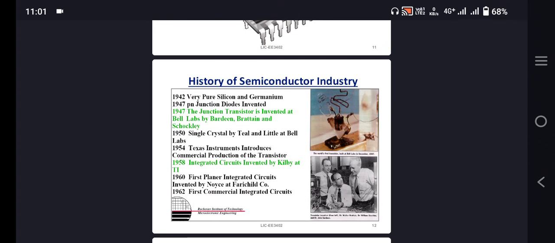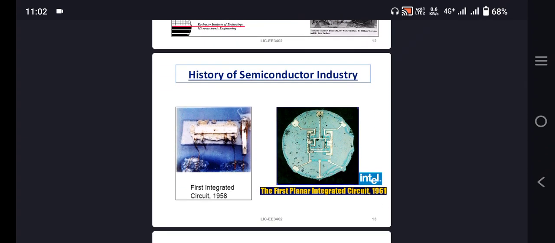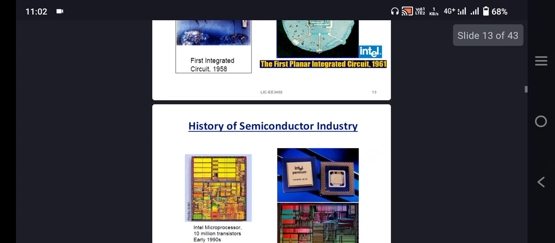History of the semiconductor industry. In 1942, very pure silicon as well as germanium was invented. Then subsequently, in 1962, the first commercial IC was introduced. The image shows the first IC, which was developed in 1958, and the first planar integrated circuit, which was developed in 1961.